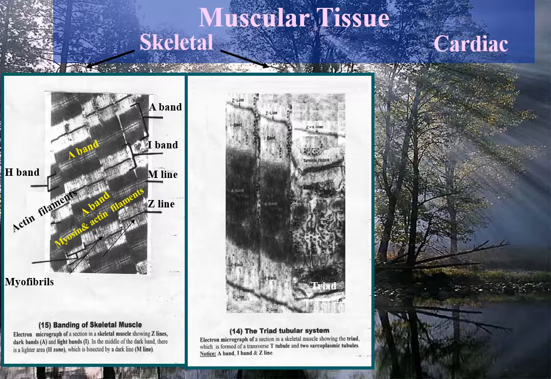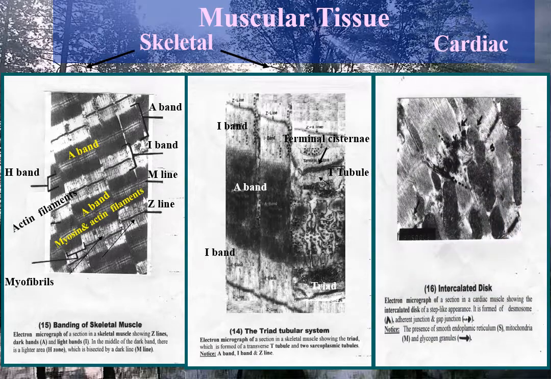Electron micrograph of triad or tubular system in skeletal muscle. It is present at the junction between A and I bands and is composed of a pair of transverse dilated sarcotubules, terminal cisternae, together with an inward extension of the sarcolemma, the T-tubule. Electron micrograph of cardiac muscle, showing intercalated disc of a step-like appearance together with multiple mitochondria.